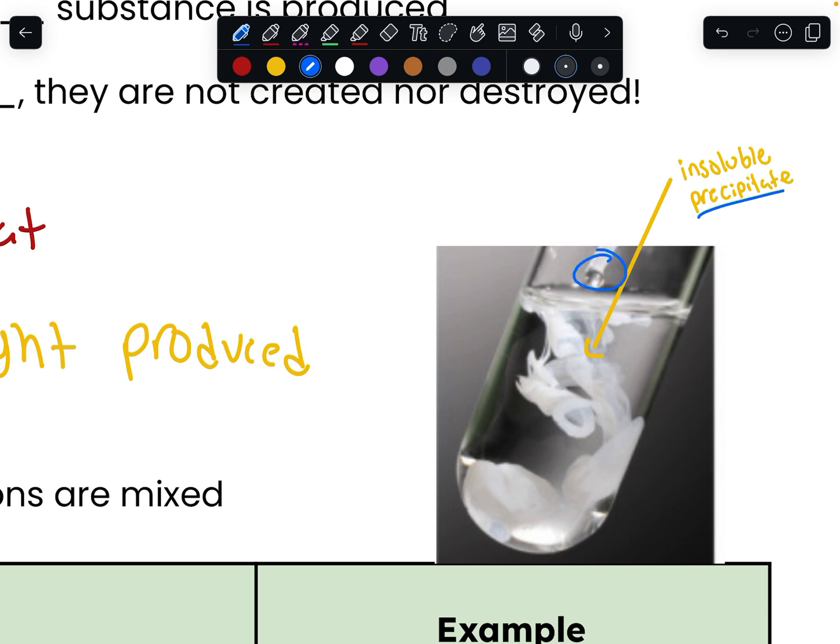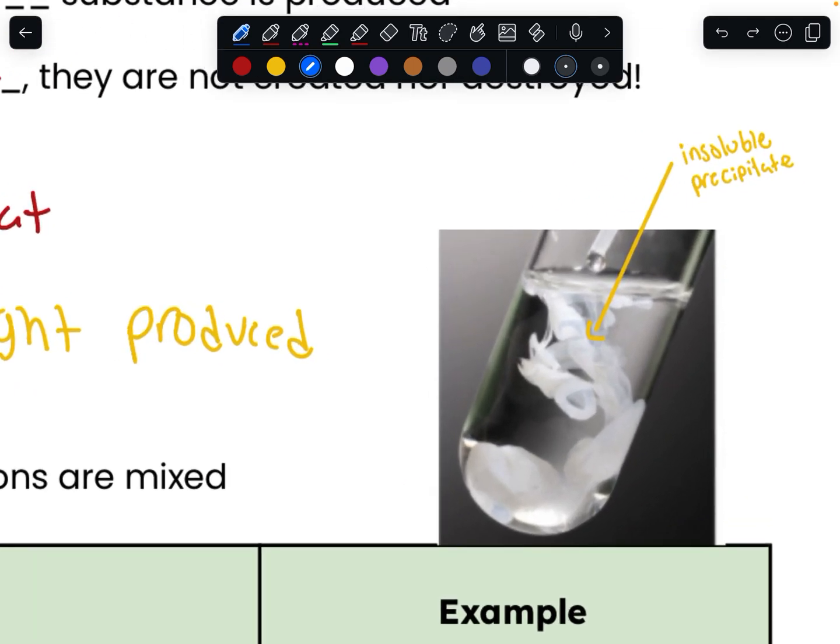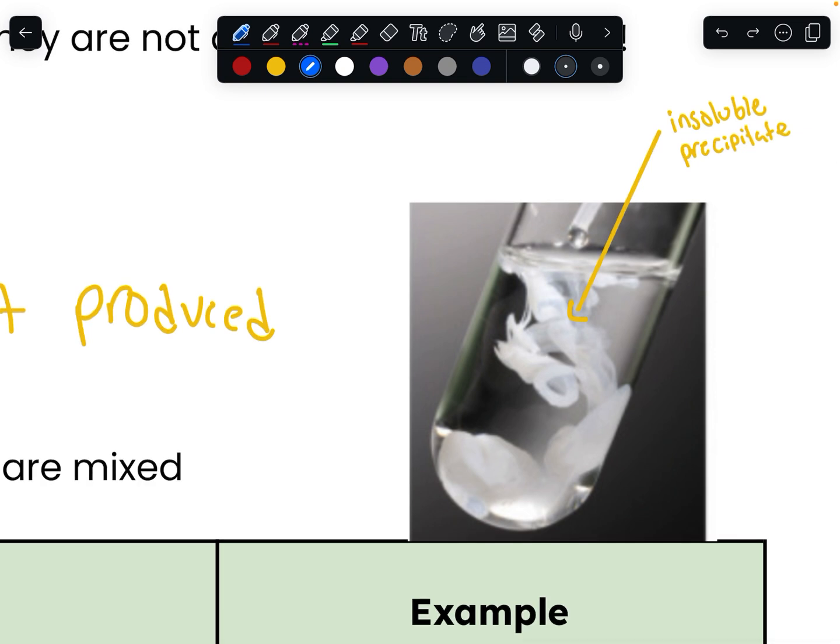So here's a little pipette up there adding another solution into this. And that's another sign of a chemical reaction, and we're going to talk about which kind of reaction forms these insoluble precipitates. What's a little bit interesting about these precipitates is that no matter how long you stir it or try to dissolve it, it will never fully dissolve into the liquid.